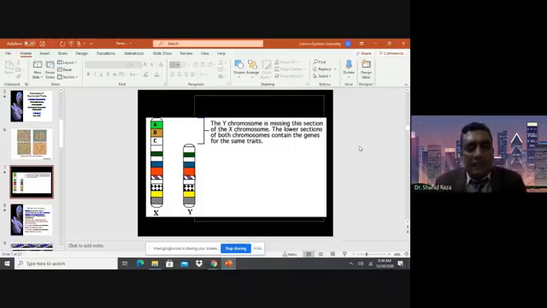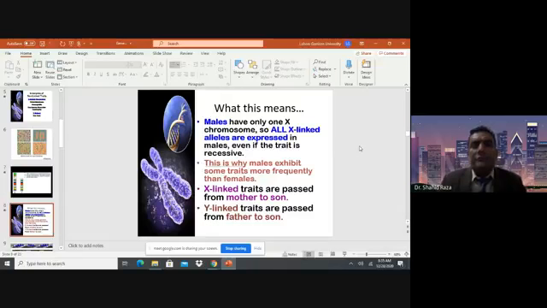This is another diagram representing the X and Y chromosomes. On the X chromosome, starting from the top, we can see A, B, C, with different colors and different traits. On the Y chromosome, the A, B, C section is missing. The lower sections of both chromosomes contain genes for the same traits. So what does this mean?